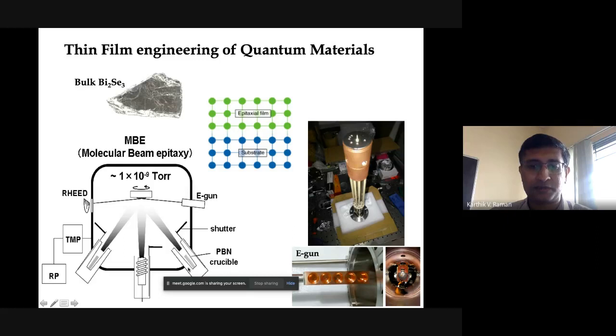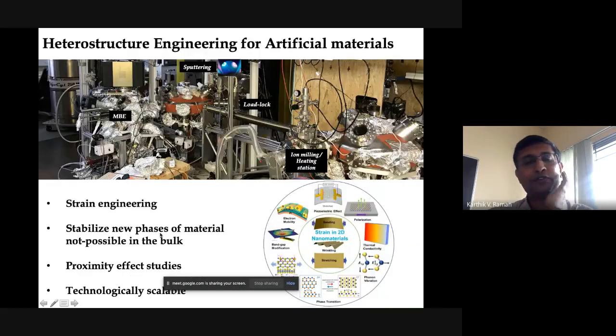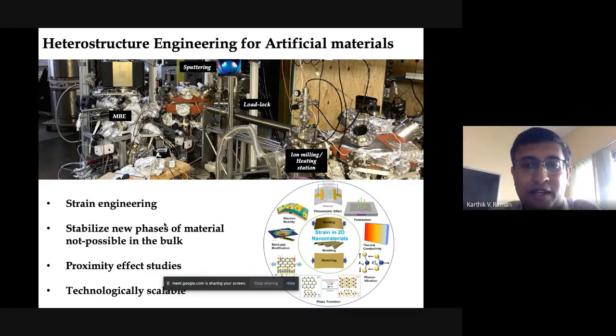We have these cases which go inside here, and these contain the elements which are used to grow these materials. So what you see here is primarily the kind of lab which helps us grow these materials. This is just an image of what we have in our lab, which is essentially a combination of different vacuum chambers, which are interconnected together.